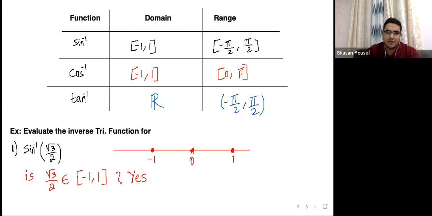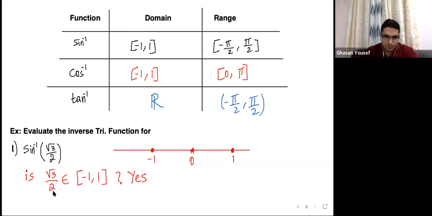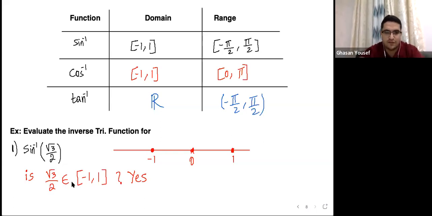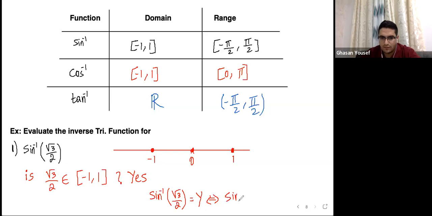Now, the second step: you have to write down sine inverse of the square root of 3/2 equals y. In the same way, sine of y equals the square root of 3/2. If I plug y inside the sine, it will give me square root of 3/2.